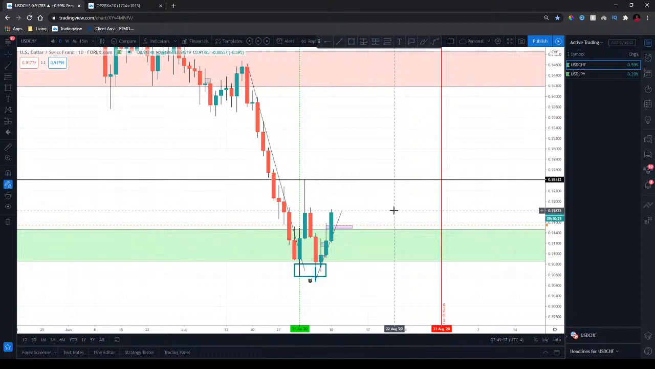But the trade actually ended up playing out. That just taught me a lesson: if your setup is there, take the opportunity. If it's there, take it and trust your analysis.